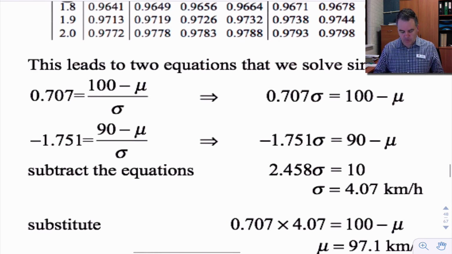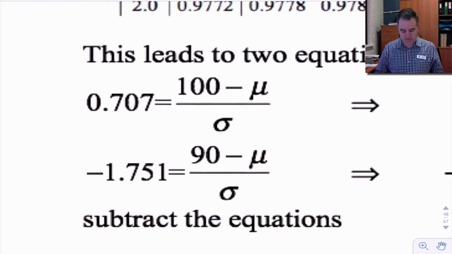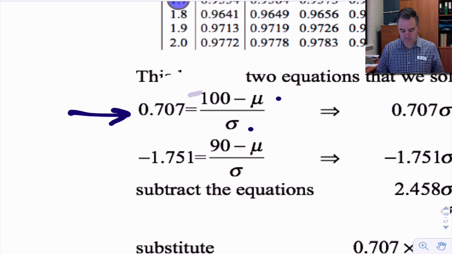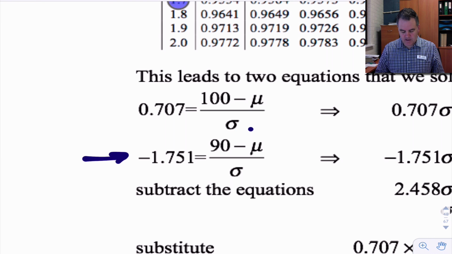Okay, once we've got those 2 scores, we can then put them into the formulas. So in the first case, 0.707, we know the x value was 100, we don't know the mean, we don't know the standard deviation. In the second case, we know the z value, we know the x value, we don't know the mean, we don't know the standard deviation. From those 2 equations, we then solve simultaneously.